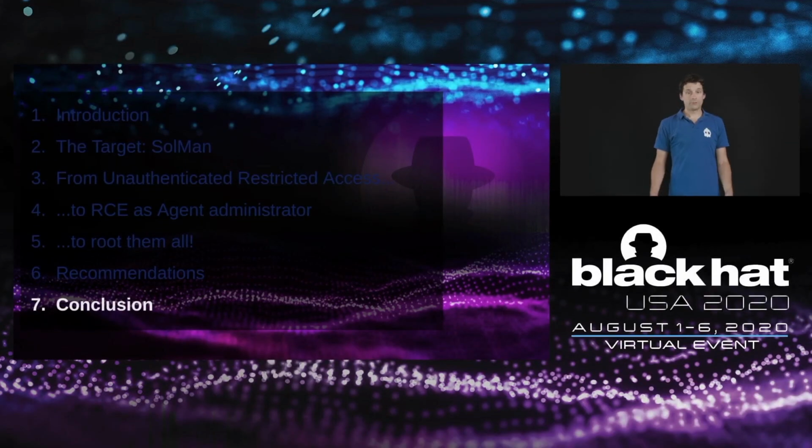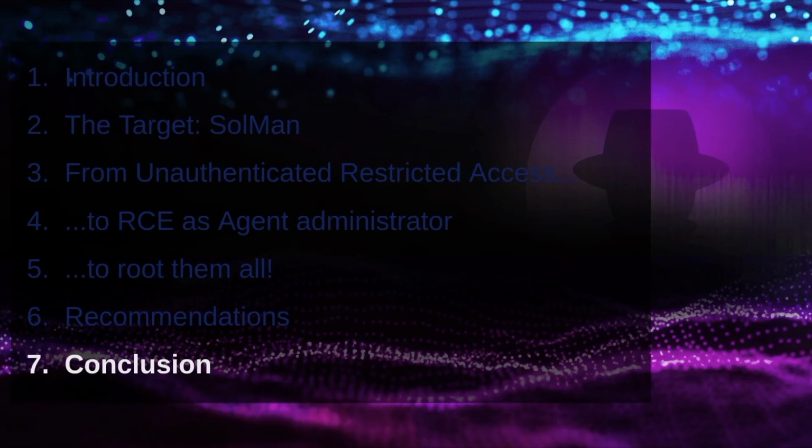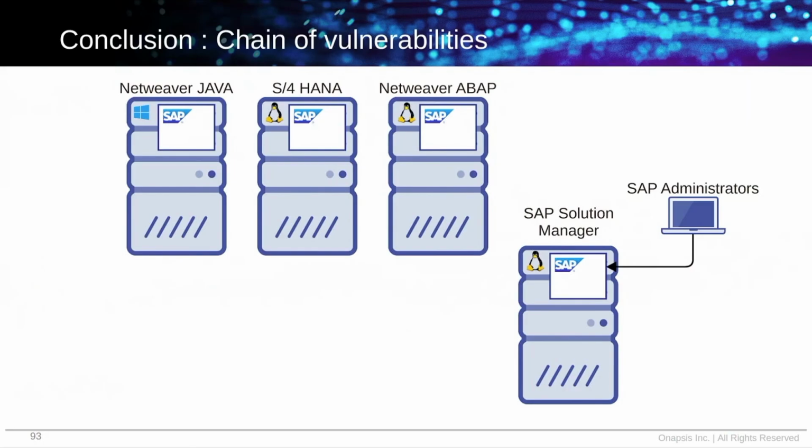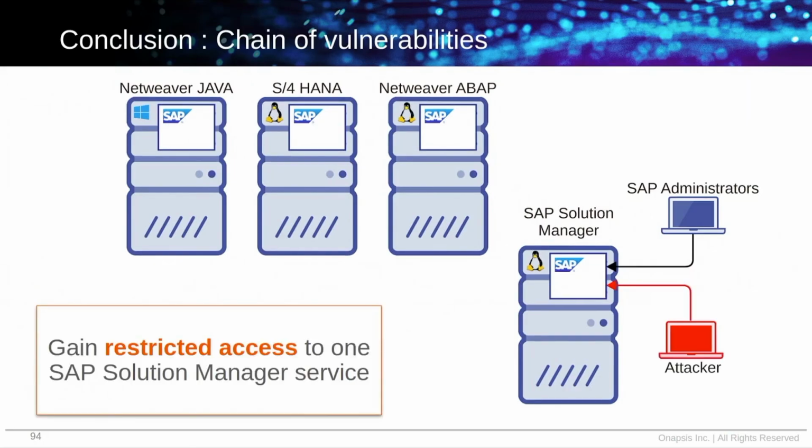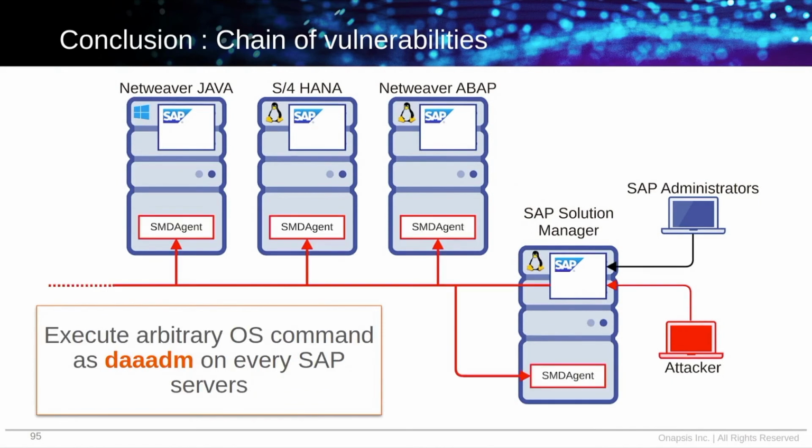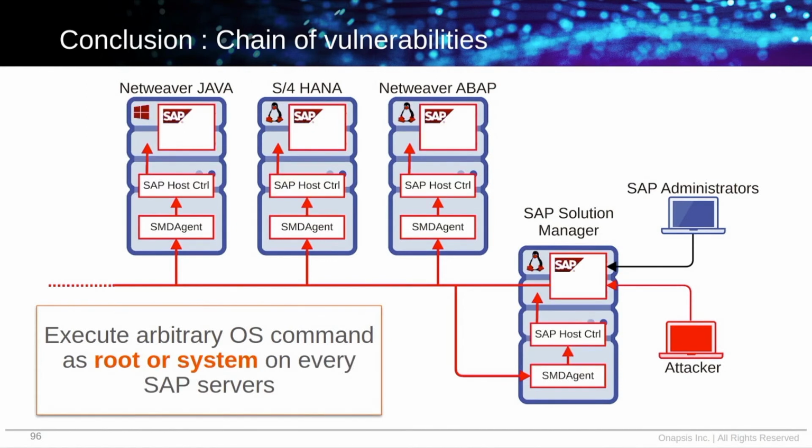Okay, as a conclusion, we'd like to share three things. The first thing, we would like to summarize the attack. Remotely, an attacker can access the Solution Manager, but this is just a little restricted access. But using this access without authentication, he can execute commands as the adm user on every single host in the SAP landscape. And with this connection as the adm user, they can exploit some vulnerabilities in the SAP Host Control to execute root commands or system commands as SYSTEM. So, okay, this is a very dangerous threat.